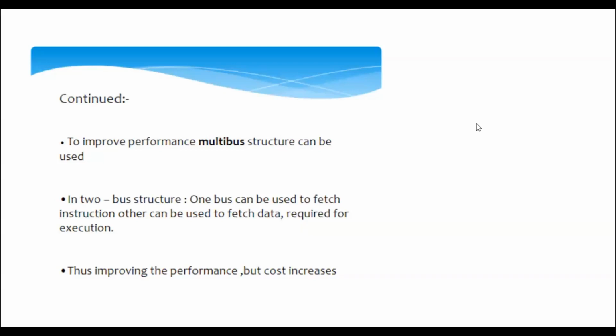In a two bus structure, one bus can be used to fetch instructions, and the other can be used to fetch data required for the execution. That improves the performance, but the cost increases. The performance improvements are the main reason for having multiple buses in a computer design.